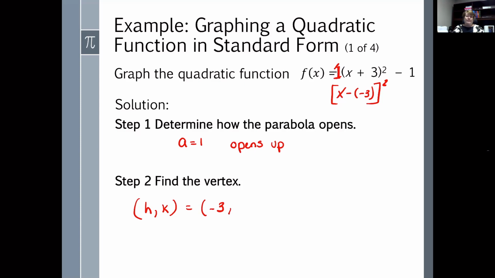I'm also subtracting 1 from the output. The number k is whatever that value is. Is it positive or negative? If it's positive, it shifts up. If it's negative, it shifts down. So the y component of my vertex is just whatever this number is right here. That's k. So k is equal to negative 1. And just looking at that, I do know that the transformation is that I'm shifting to the left 3 and down 1.